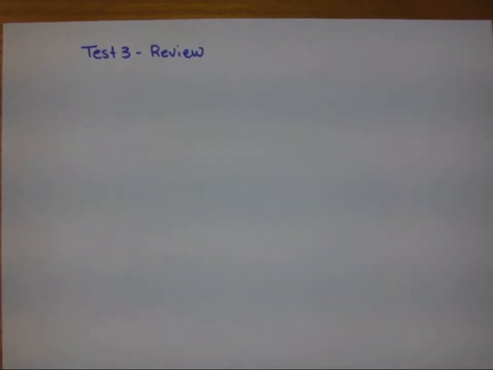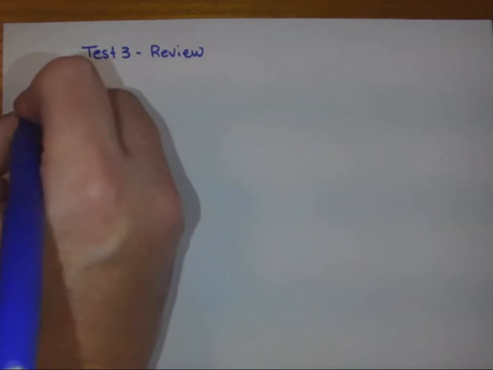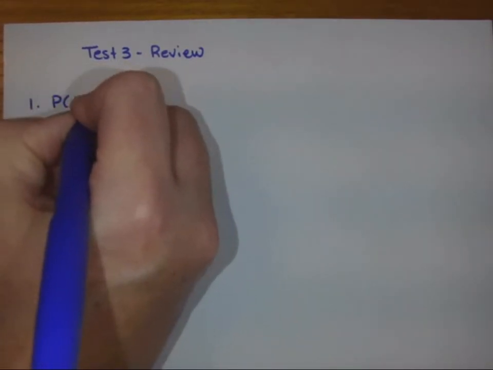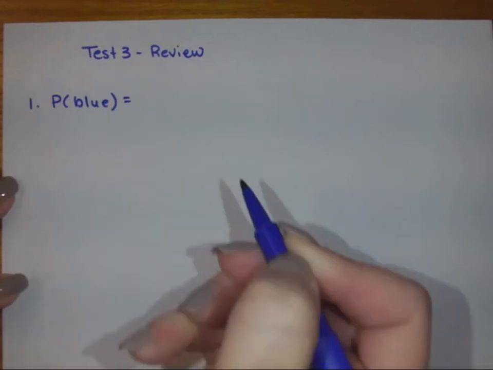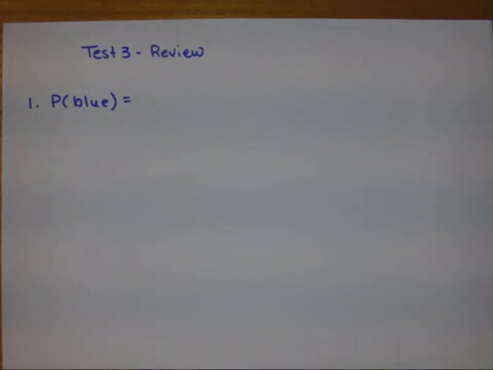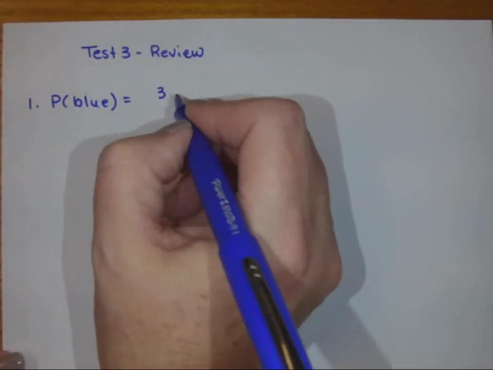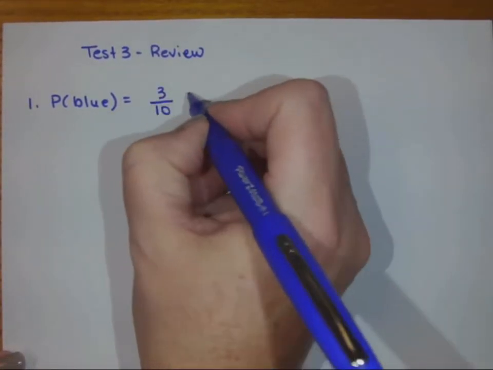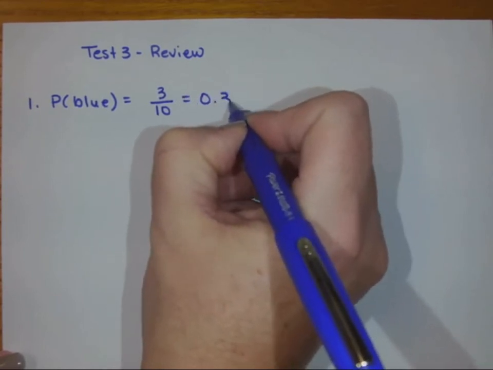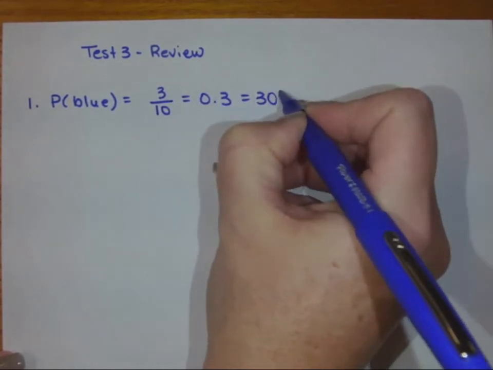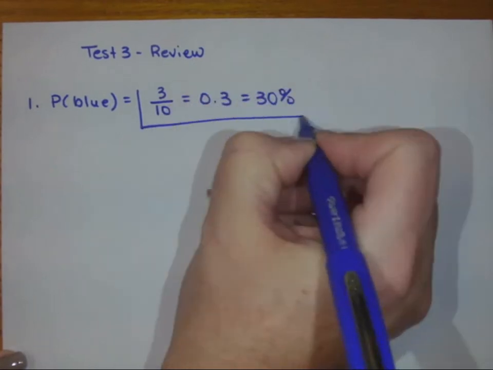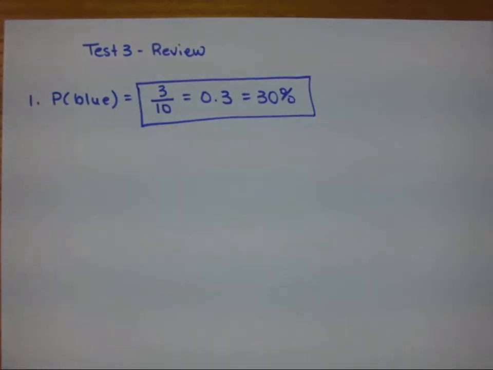All right, so number 1 on the review has a circular spinner. It says find the probability of blue. Remember that the probability of anything is how many times what you want to happen goes on top, and then the total number of outcomes goes on bottom. So there are 3 blues out of a total of 10 sections. Okay, so that would be 0.3 if you were writing it as a decimal, or 30% if you're writing it as a percentage. Okay, on the test you need to be able to do all 3.